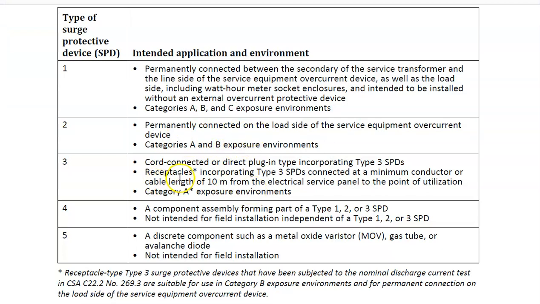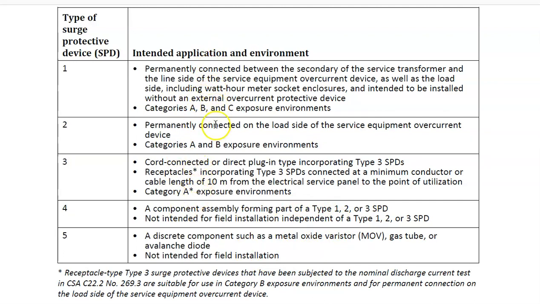And then last of all, if I go down to type 3, it is going to be cord connected or direct plug-in types, what we refer to as a power bar in our day-to-day. It's going to be receptacles that could be connected to it, and it's only going to be for category A. Anything that's going to be within that 10 meters of cord providing the inductive choking. The rest of these over here are just components. They're not intended for field installation, in other words, the stuff that we have inside of our types 1, 2, and 3.